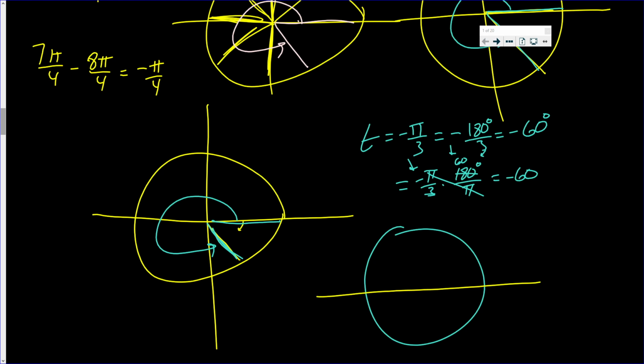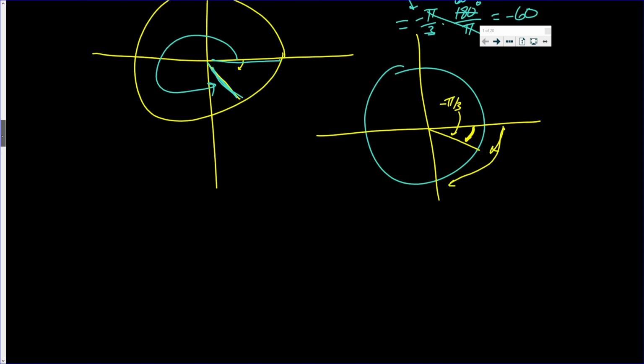And negative 60 degrees, well, so we're going negative, that means we're going in that direction. So we go all the way out to there, that's negative 90. So we go a third of the way. That angle right there is negative pi over 3. Okay, this angle right here. We just go in the opposite direction.